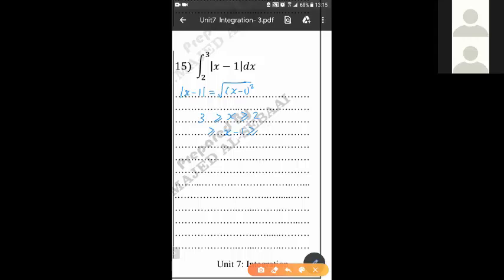2 minus 1 is 1. 3 minus 1 is 2. Now square all the sides. Squaring here will not affect anything because it's 1 squared and 2 squared, so everything will stay as it is. So this is L and this is K, and then we can find the upper and lower limit.